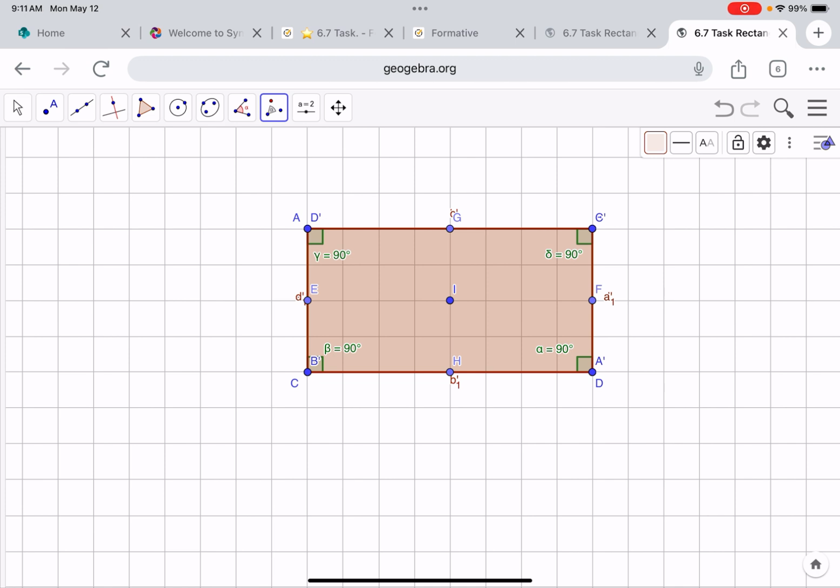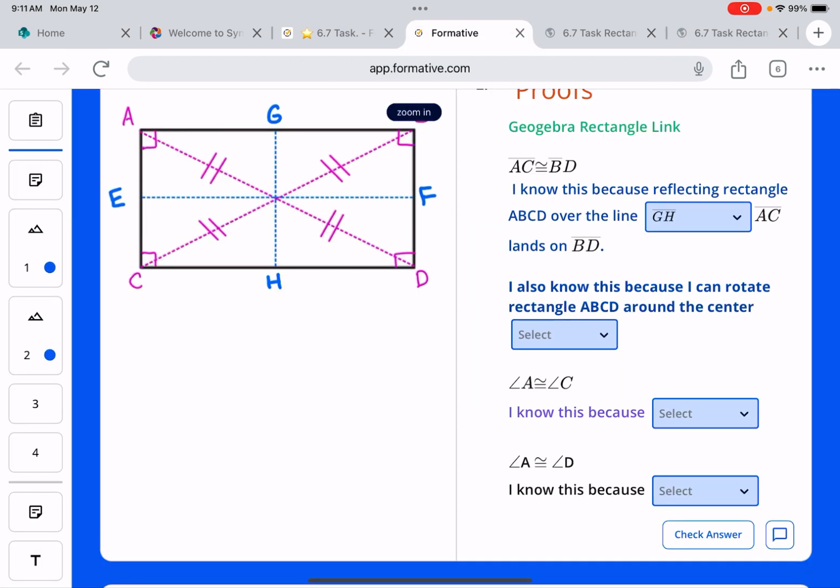So going back to formative, I'm going to say I also know this because I can rotate rectangle ABCD around the center 180 degrees. Okay, last part, angle A. If you look at where that pink letter A is, that angle there that has a little right angle square is the one we're talking about. It is congruent to angle C. That's the angle right below it.